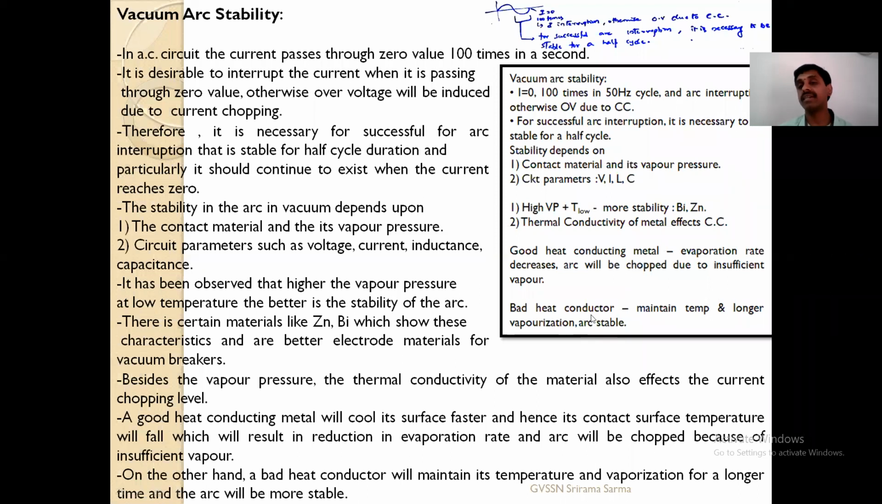If you take a bad heat conductor, it maintains temperature. If you take wood, a bad heat conductor, you can see the smoke for more time. Like that, a bad heat conductor maintains temperature, gives longer vaporization, and the arc is stable. That means it is not subjected to current chopping. These are the things we have to discuss when talking about stability. Besides the vapor pressure, the thermal conductivity of the material also affects the current chopping level. These points were already discussed. Based on this, the type of metal or material to be selected is decided.